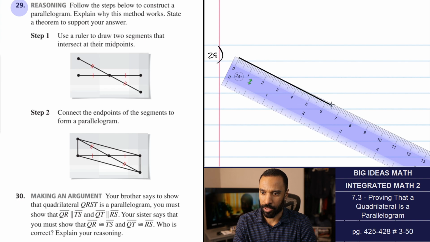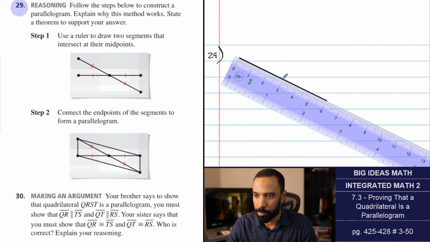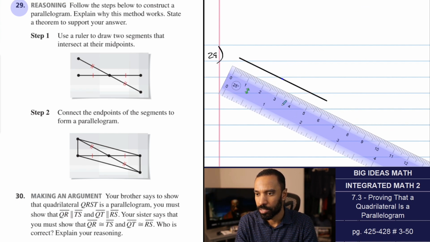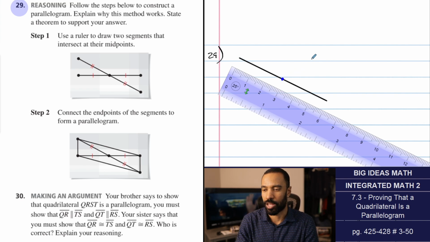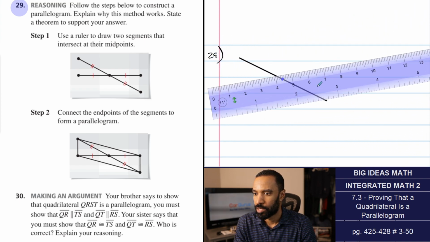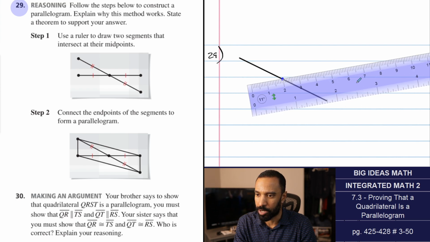Let's measure something at 6 centimeters. I'll seek its midpoint at the 3 centimeter mark. Right there. It's not really drawing, but I got a little piece of it. And then let's do another one. Let's do it 4 centimeters long and do it at the 2 centimeter mark, like that.